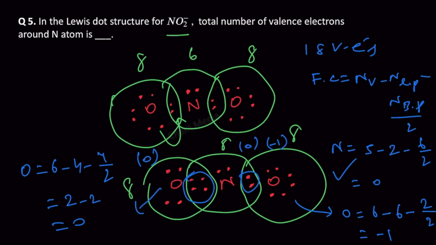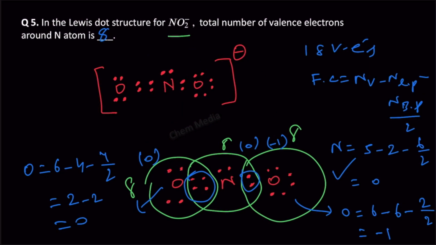Here they are asking the total number of valence electrons around the nitrogen atom in the best Lewis structure. Therefore, if we count the bond pairs as well as lone pairs, it would be 8. Therefore, 8 is the correct answer here. By the way, when we write the Lewis structure for ions, whether it is a cation or anion, we usually mention the Lewis structure and then put a square bracket and then mention the net charge. That's the way we specify the Lewis structure of cations and anions, and therefore this is a better way of representing the Lewis dot structure for the nitrite ion.